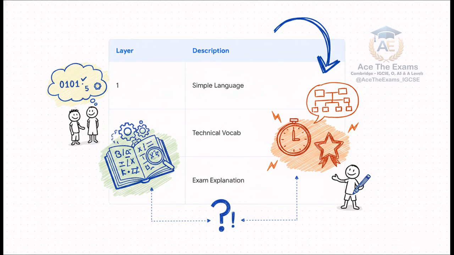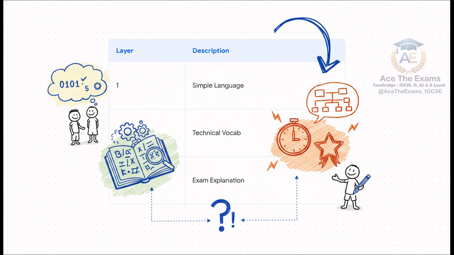Notice how clearly this matrix maps out the student experience. Look at Layer 1, simple and everyday language. This is where you understand the basic concept. You might say, hex is a shorter way to write binary. Great, that's true, but it absolutely will not score highly.